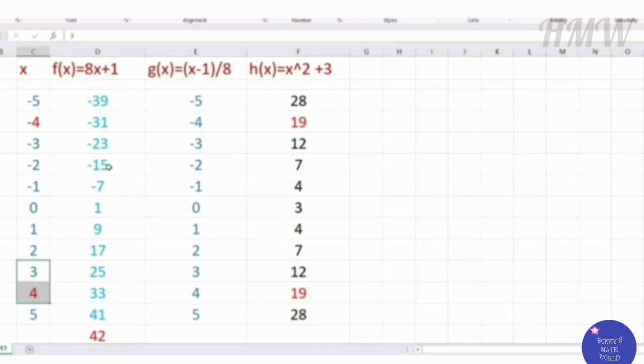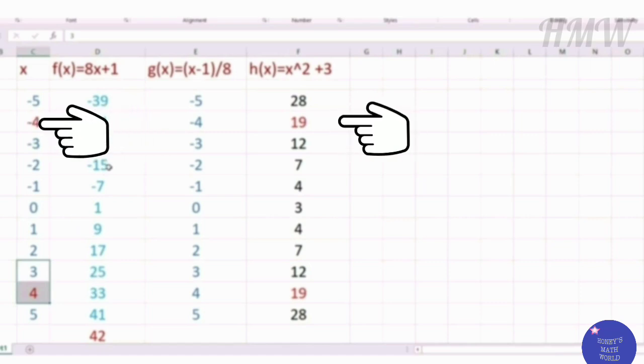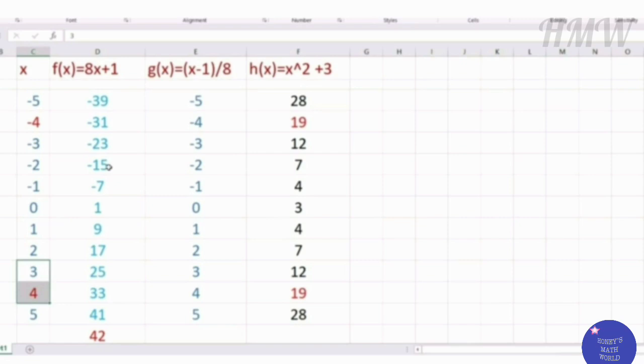You can see here 19 occurs twice. Minus 4 gives you the output 19. Plus 4 also gives you the output 19. So which is the original number? So let us name x1 as minus 4 and x2 as plus 4. So two different values, but the output is the same. So which one to choose when we go back to find the original number?